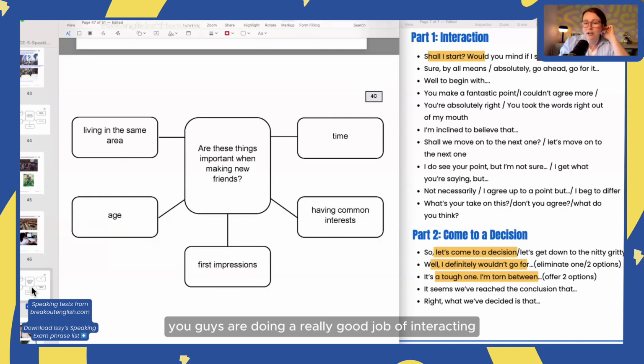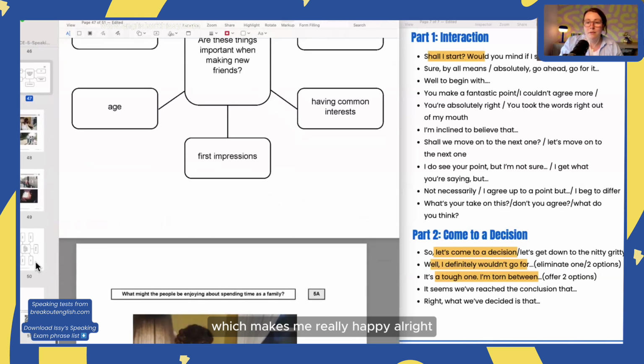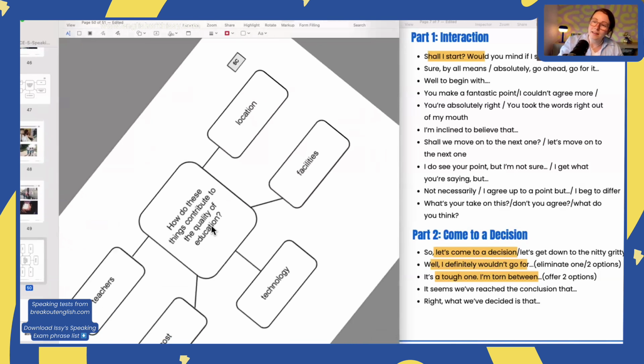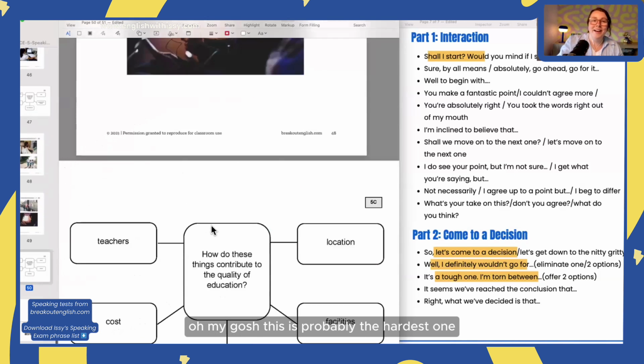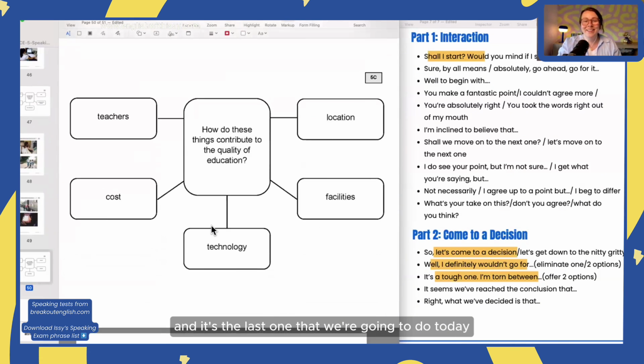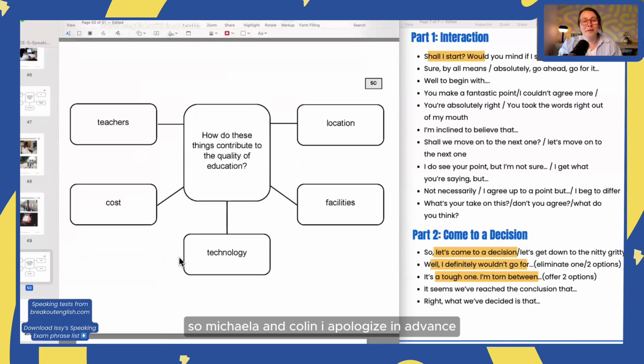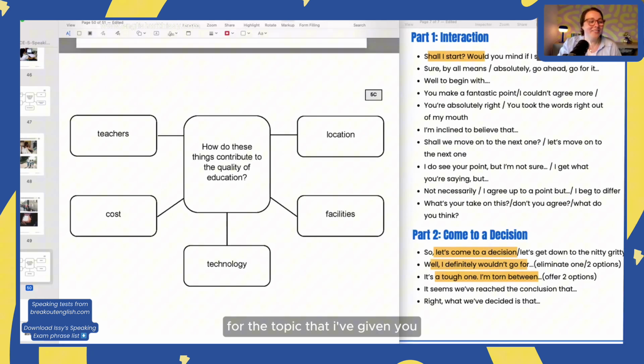But you guys are doing a really good job of interacting, which makes me really happy. All right. Oh my gosh, this is probably the hardest one, and it's the last one that we're going to do today. So, Michaela and Collin, I apologize in advance for the topic that I've given you.